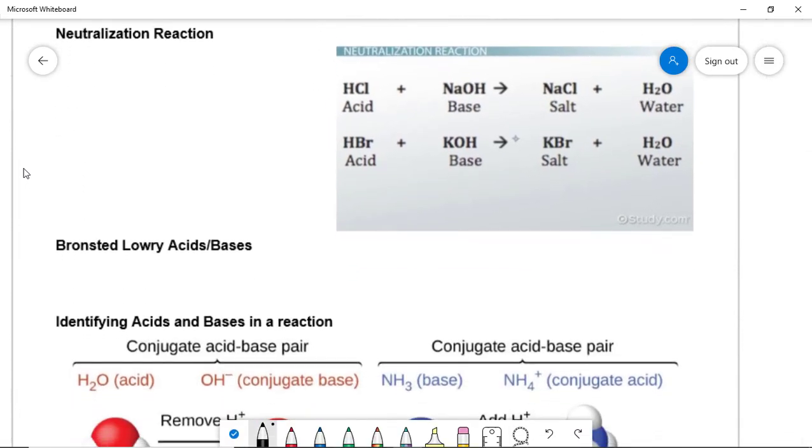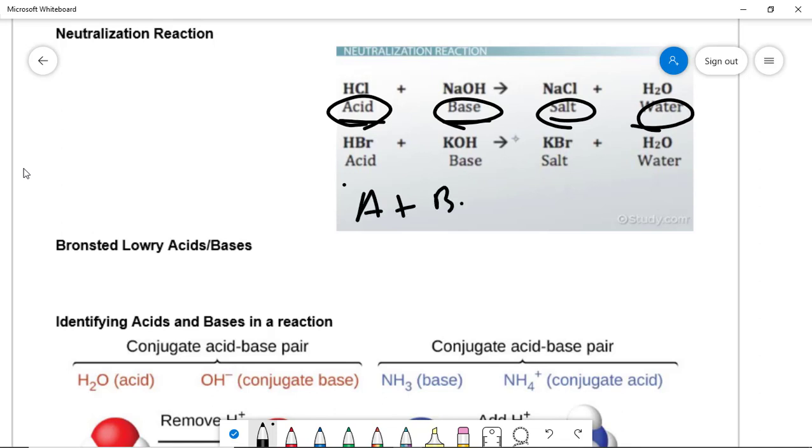Neutralization reactions occur when we take an acid and a base and combine them together. One thing I just want to make sure you know here is that when you combine an acid and a base, your yield is always some form of salt and water. So that's a basic acid-base reaction. Acid plus base always yields some form of salt and water.